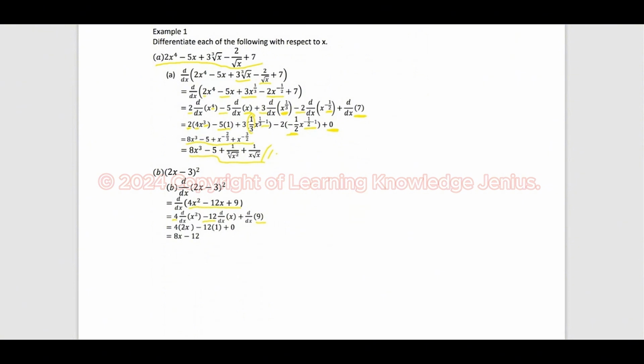So then apply formula number 1: leave the number 4 here, bring down the 2 and minus 1 on the power, we are left with 2x to the power of 1. And then this one, differentiation of x is equal to 1. Differentiation of 9, a constant, will be 0. So this is how you get the final answer.